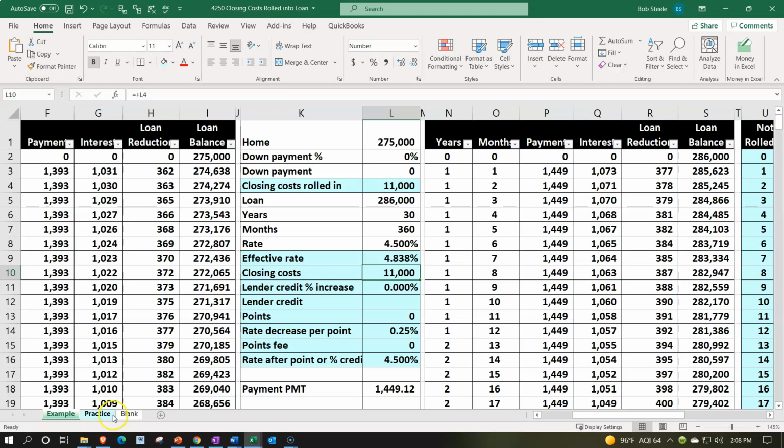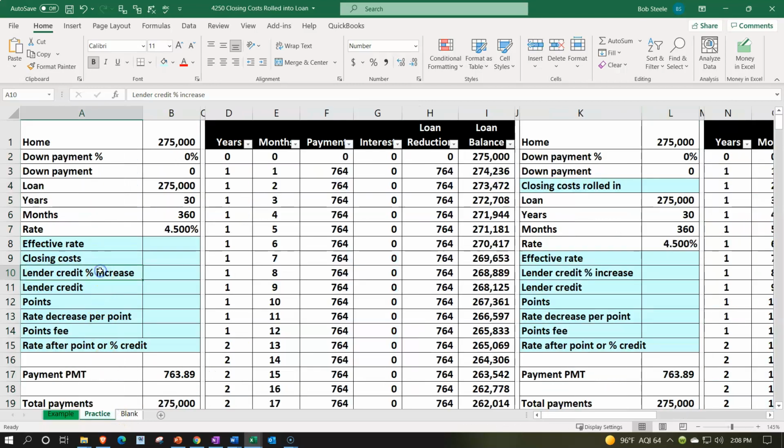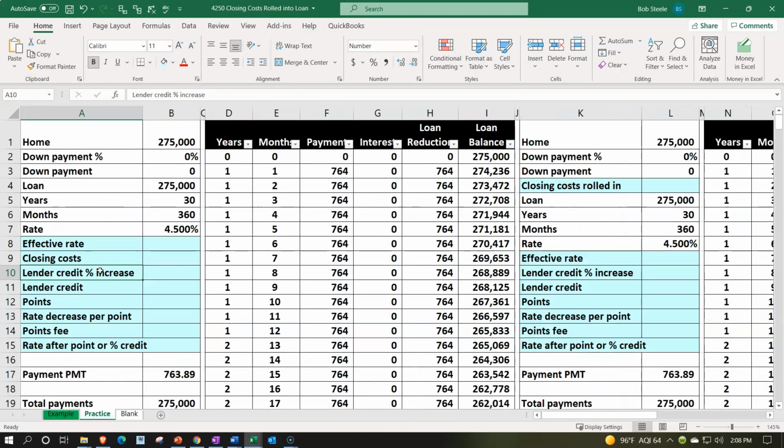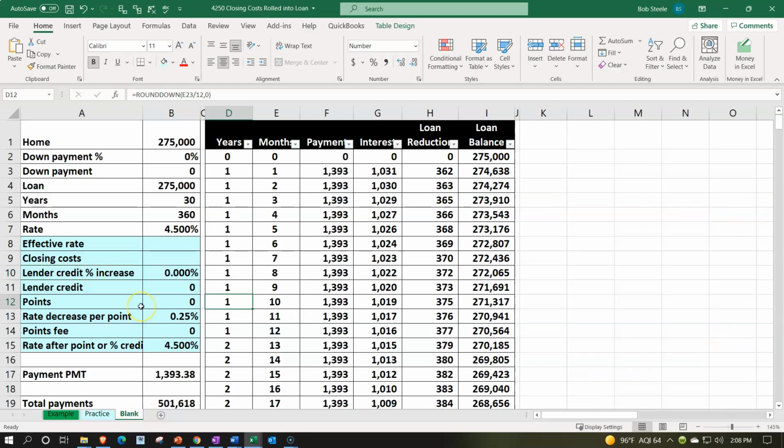The second tab over here is going to be pre-formatted cells, so you can work through the practice problem without doing so much formatting. And then the third tab is where we're going to work. We're going to work the blank tab and add new things as we go.